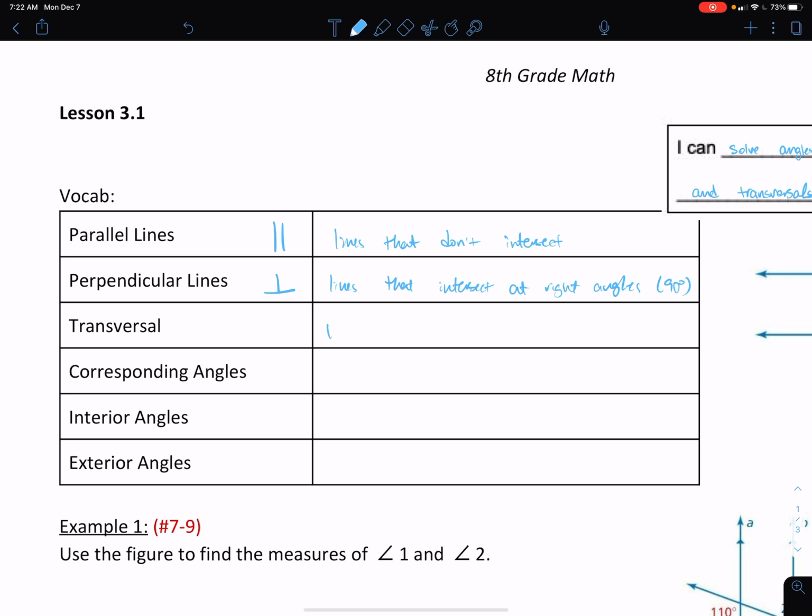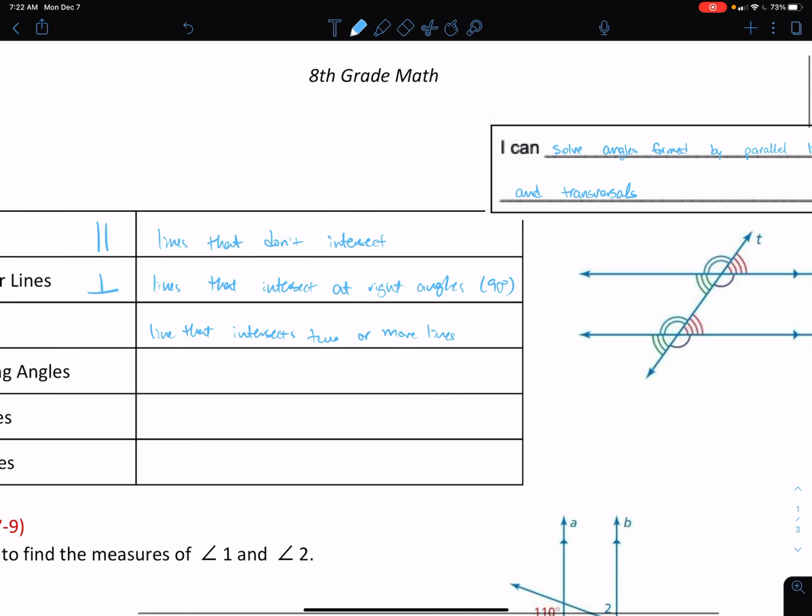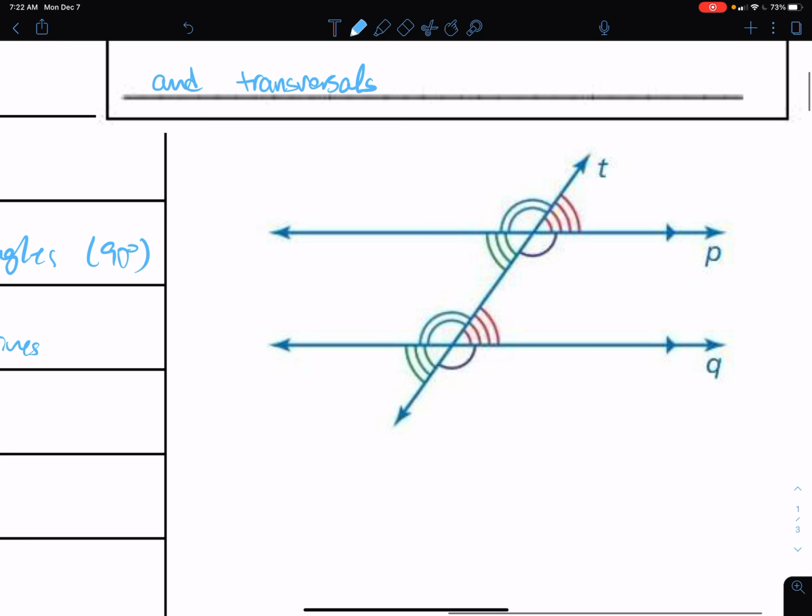Transversal is a line that intersects. So intersects means goes through, right? Two or more lines. So in this example right here, take a look at line T. Line T goes through line P and line Q. Therefore, line T is a transversal. Okay.